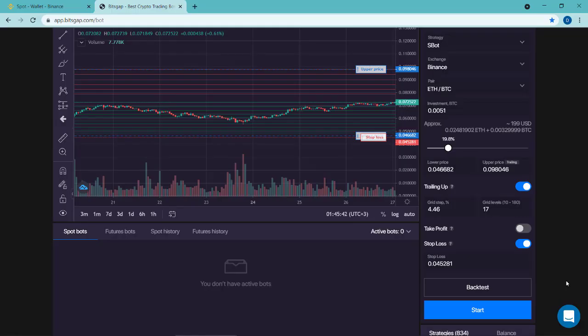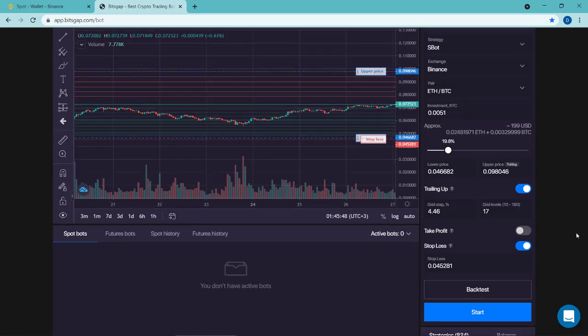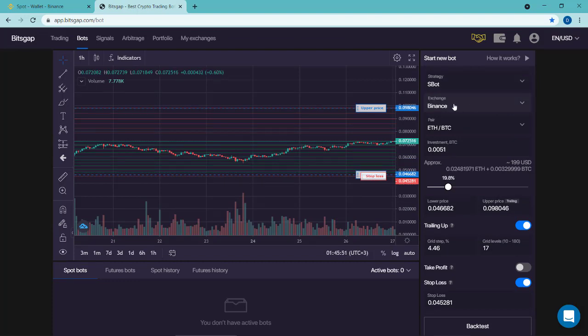I went through it quite quickly, just to show that it's possible to take almost default settings the whole way. You set the strategy, exchange, pair, investment amount, and the lower and upper price is set automatically.